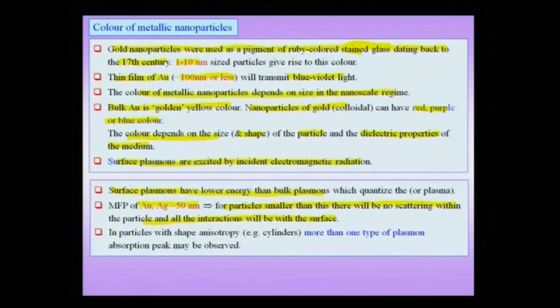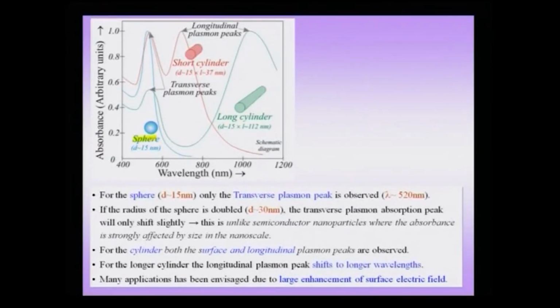And as we pointed out, in particles with shape anisotropy, and we are going to give an example of a cylinder in the next slide, more than one type of plasmon may be simultaneously excited, and we may observe an absorption peak corresponding to both longitudinal and transverse plasmons. So, this is a beautiful example. In this example, we have three kinds of objects, one a sphere, one a long cylinder which is marked in green, and the corresponding curve is also in green, and one a short cylinder.